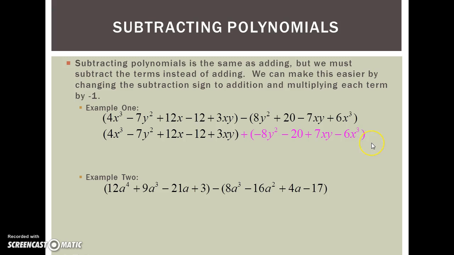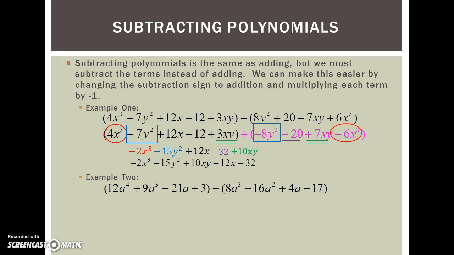So really we just flip the signs on all of them, but now it's an addition problem where we combine like terms. Negative 2x to the third. We have negative 15y squared. 12x has nothing to combine with. Negative 12 and negative 20 is negative 32. And positive 3xy plus 7xy is 10xy. Write it in descending order and we get negative 2x to the third minus 15y squared plus 10xy plus 12x minus 32.